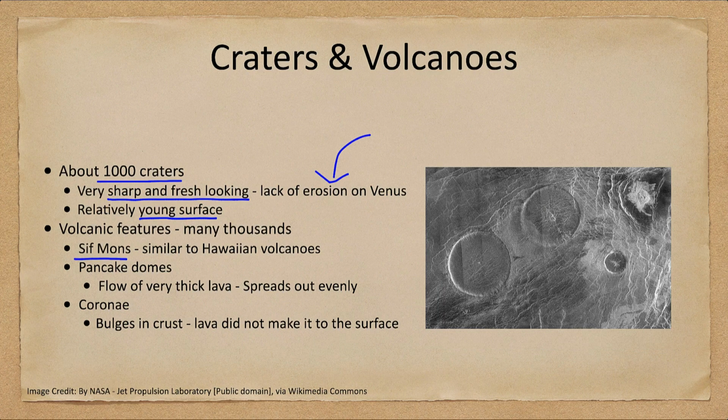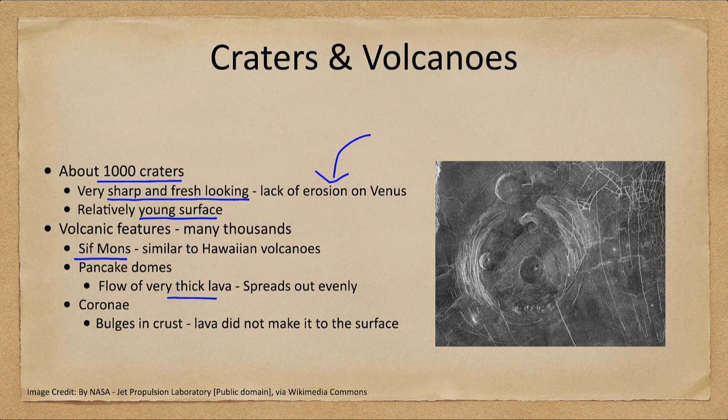Now, the volcanoes, though, are not the only volcanic features. We also see some things like pancake domes. And these domes are flows of a very thick lava that spread out in a more even manner. So it's very thick, very viscous lava that expels there. And we also have coronae, which are bulges in the crust where there are stress marks in the crust. And those bulges are where lava tried to push out, but could not make it to the surface.